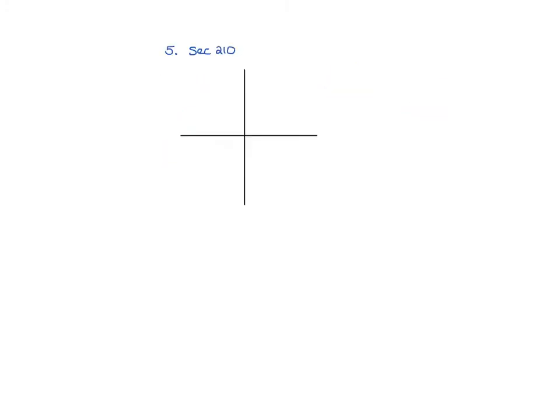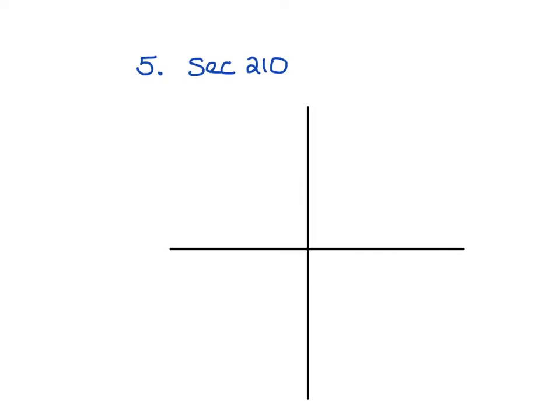Example 5. Now we're doing the secant of 210. So again, we're going to draw in a 210 degree angle. It's positive, so I'm going to go counterclockwise. So I'm going to start here, 90, 180, and then to get to 210, I need to go 30 degrees more. So this would be my 210 degree angle. This is my 30 degree reference angle.